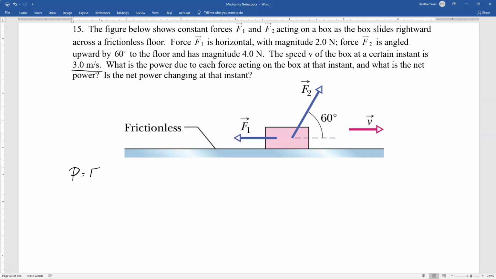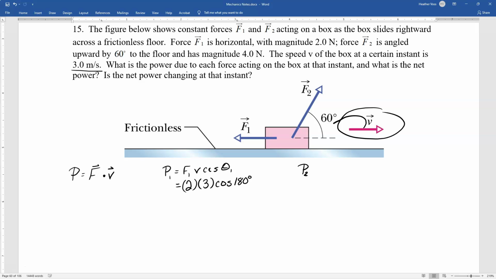Power is your force dotted with your velocity. Now I see my direction of velocity right here. So my power for force 1 is going to be force 1 times the velocity times cosine of that angle between them. Well, one is going all the way to the right, the other is going all the way to the left. So that is going to be force 1, which is 2 newtons, times my velocity, which is 3 meters per second, cosine of 180 degrees.